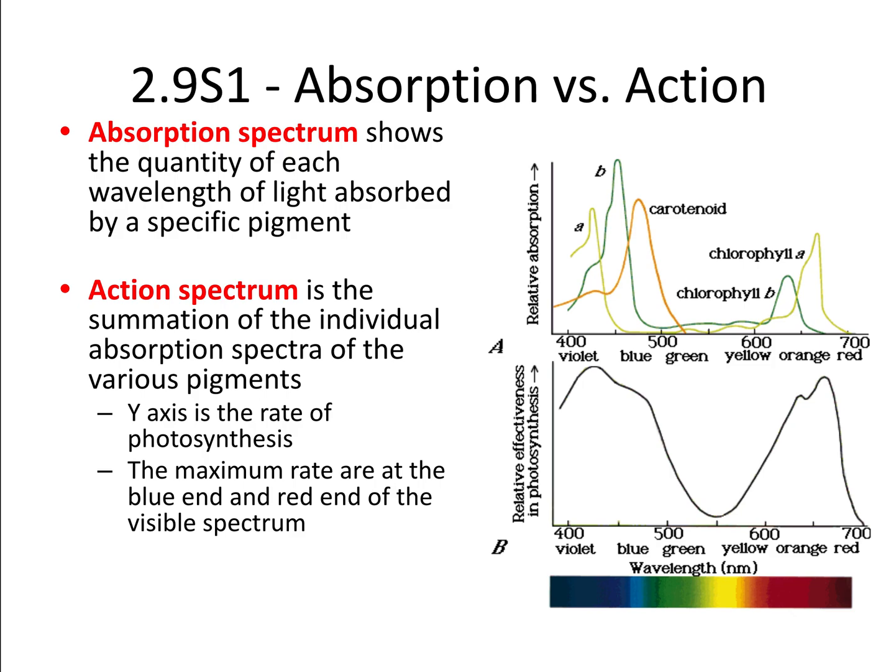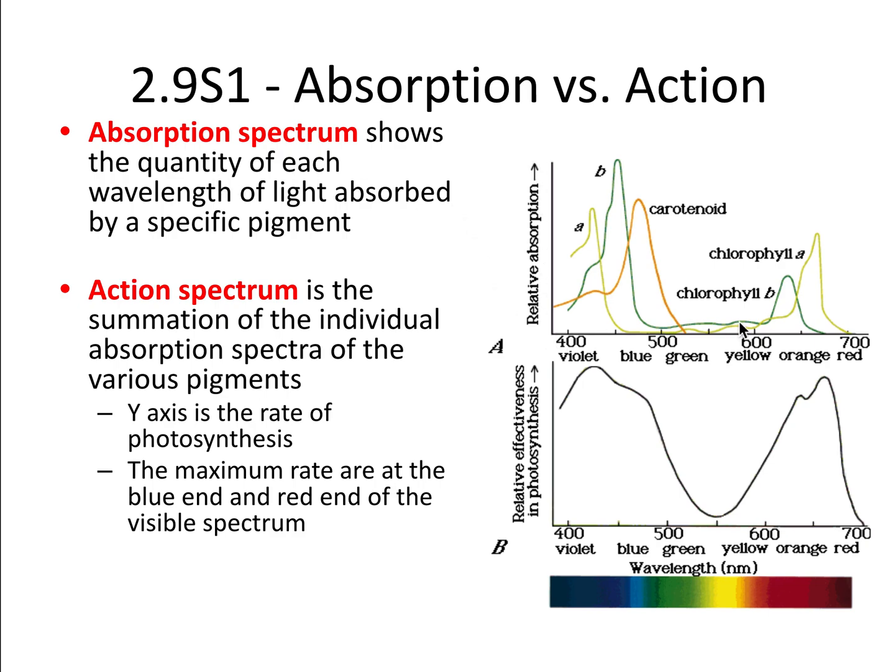All right, so this is one of the skills. You could be asked to draw an absorption spectrum or an action spectrum, and this goes with chlorophyll A and B and the visible spectrum of light. So I'm bringing it up here. So it's skill 1, absorption versus action spectrum. So an absorption spectrum shows the quantity of each wavelength of light absorbed by a specific pigment.